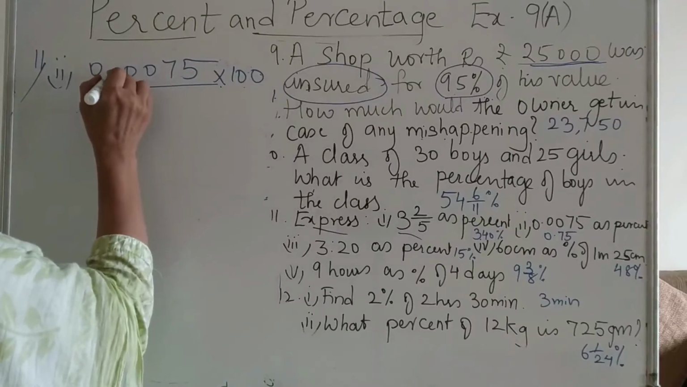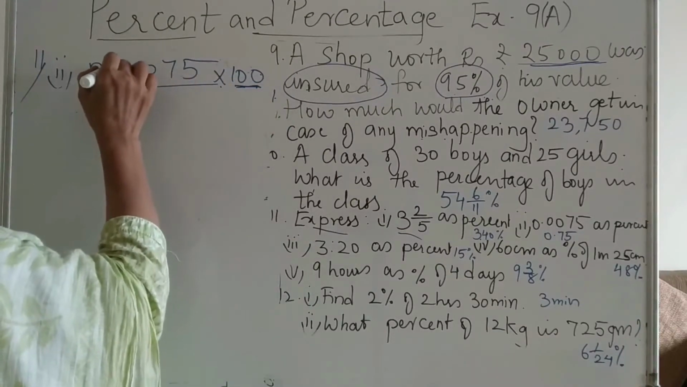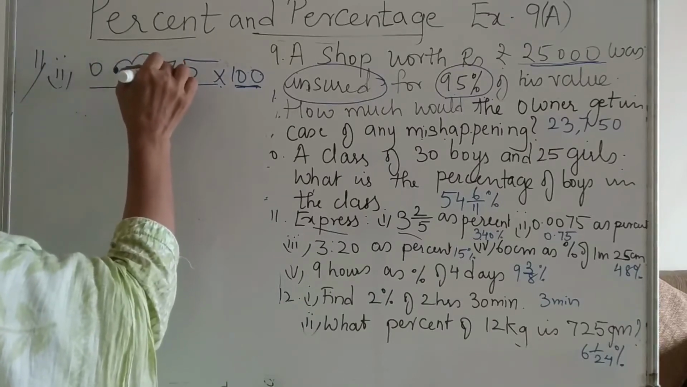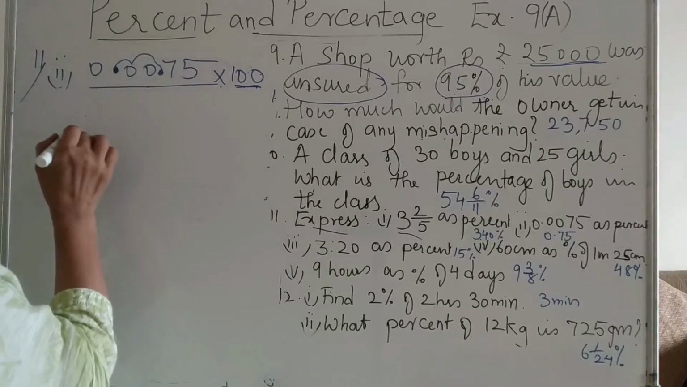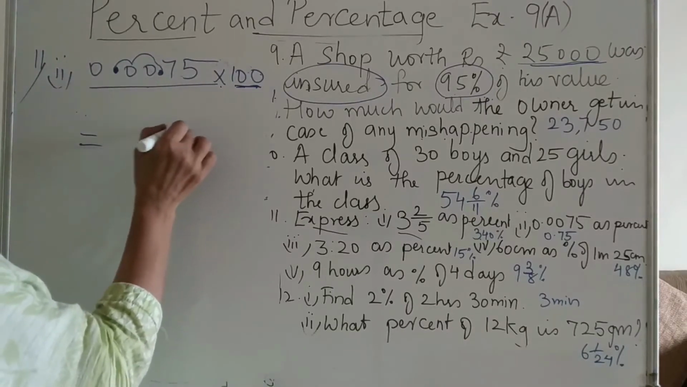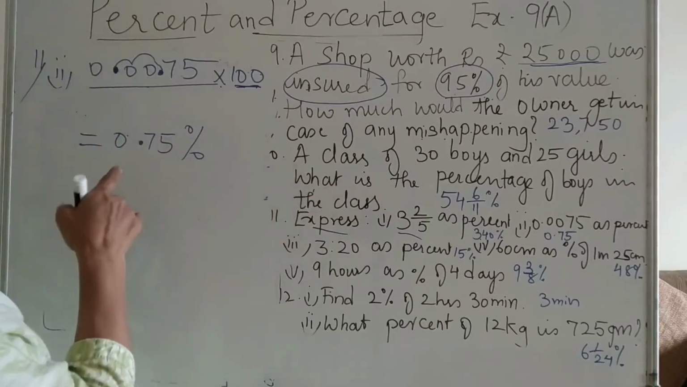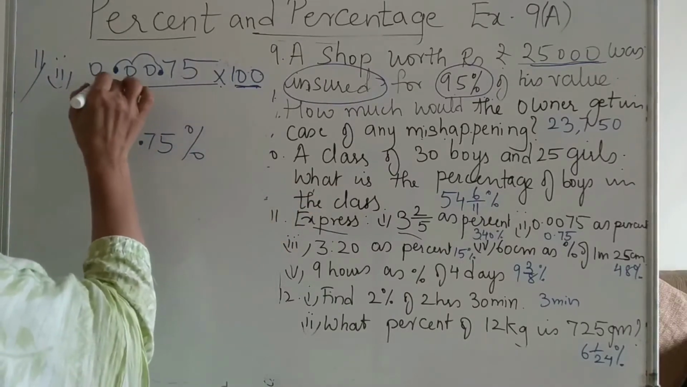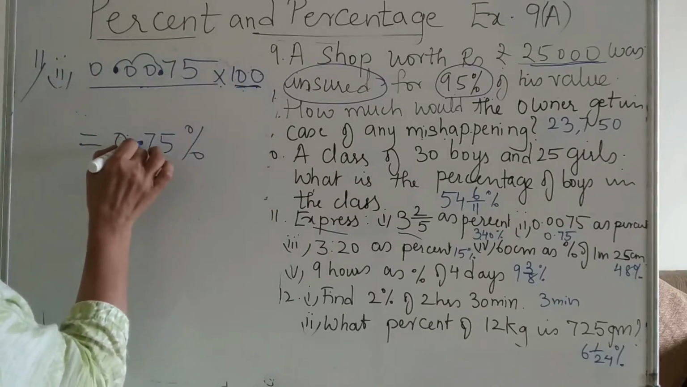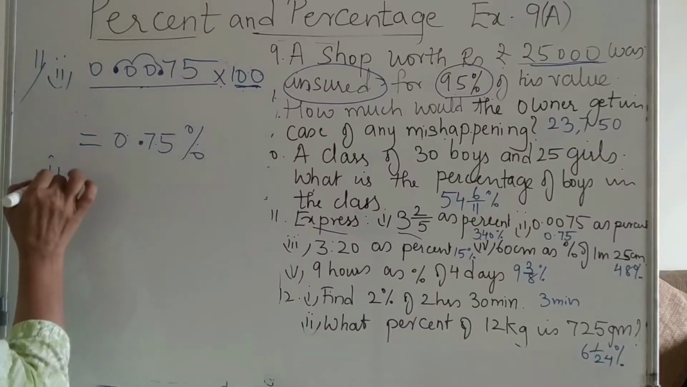So here is the point and 2 zeros. So 2 digits to the right hand side it will move, 1, 2. So here will be the point. So you can write 0.75%. When you have to express 0.0075 as percent, it becomes 0.75%.